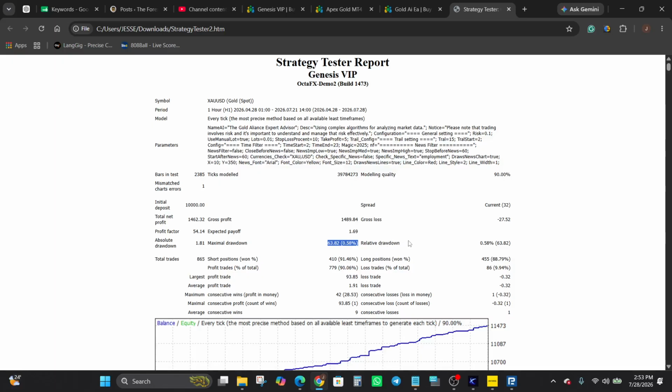This low drawdown resulted in an exceptionally high historical profit factor of 54.14, largely because losing trades were capped very small, averaging minus 32 cents per loss. We can see that the largest loss was just 32 cents. You can see that here, right? While the largest profit was $93.85. The average profit was $1.91, while the average loss was just 32 cents.